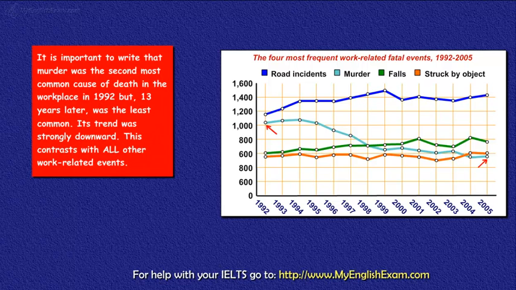It is important to write that murder was the second most common cause of death in the workplace in 1992, but 13 years later was the least common. Its trend was strongly downward. This contrasts with all other work-related events.